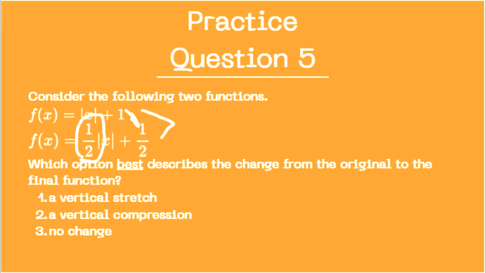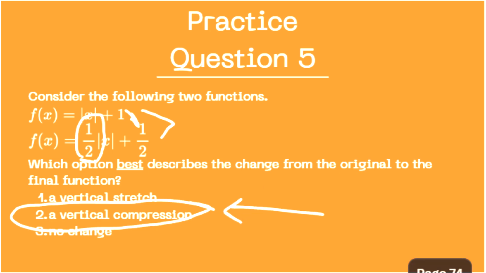Speed round, which is it going to be? If it's a fraction, it has to be a compression. So I don't know why they did this. I guess to try to be jerks, but the answer has to be 2 no matter what.